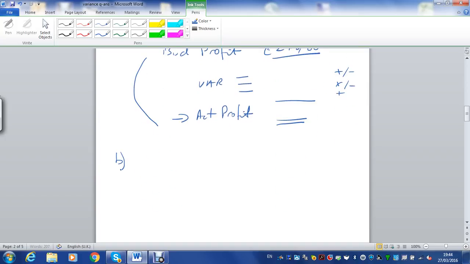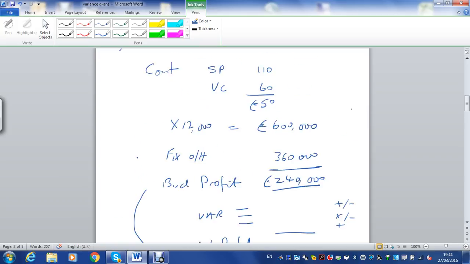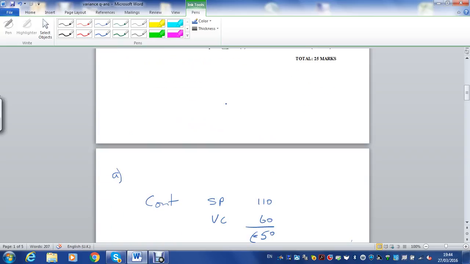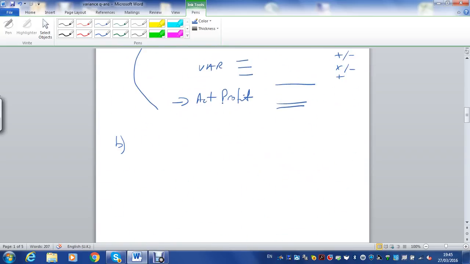So, what's B? B was asking for your sales variances. And it doesn't matter which one we do first. It's sales volume or sales price. The price is always the easy one to do, so we'll start with the sales price. Normally put a heading here and call it sales. So price.